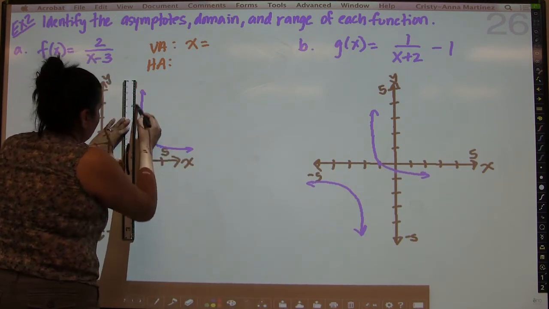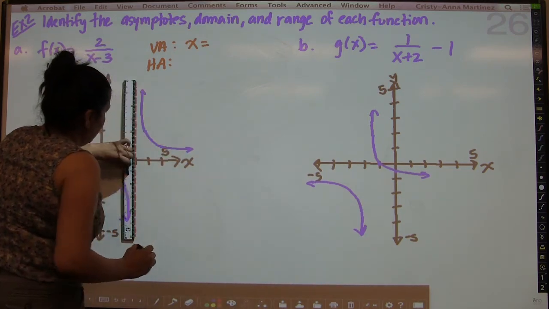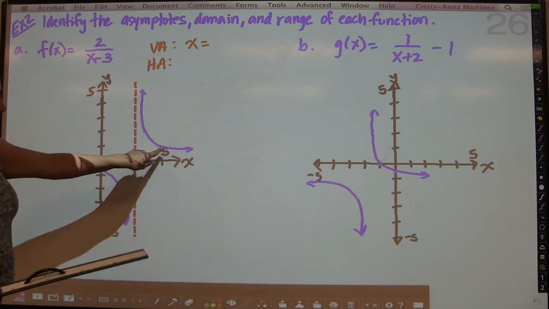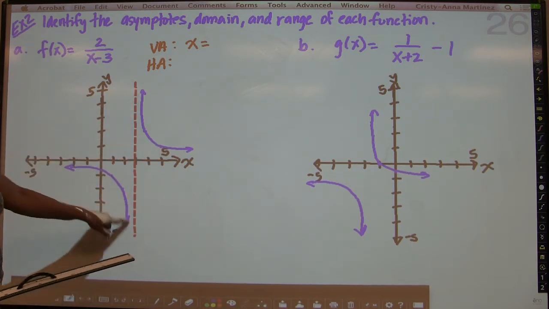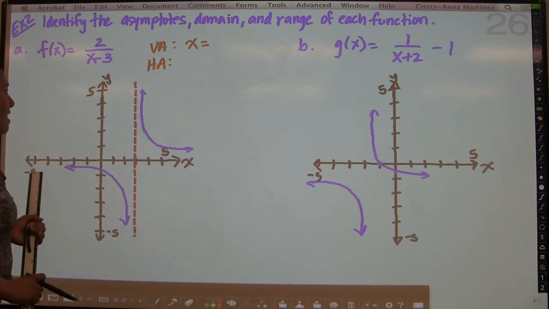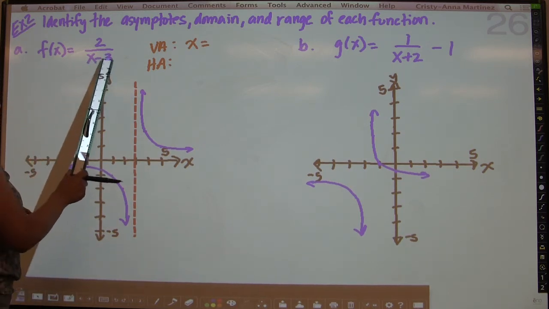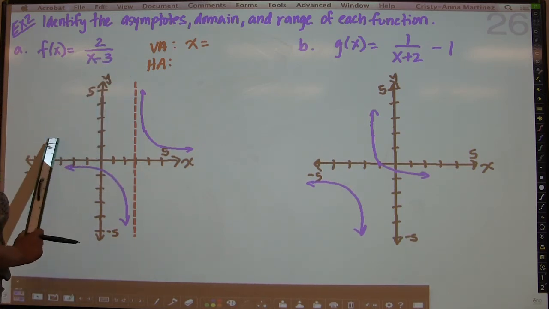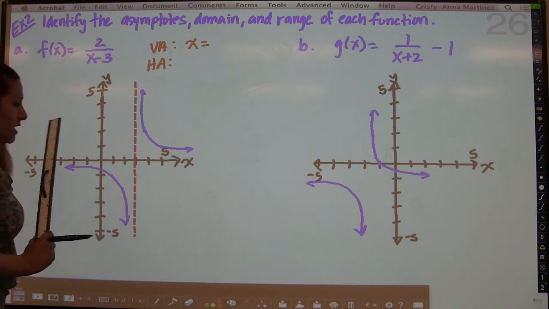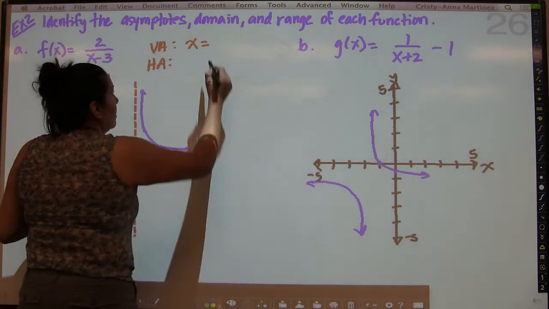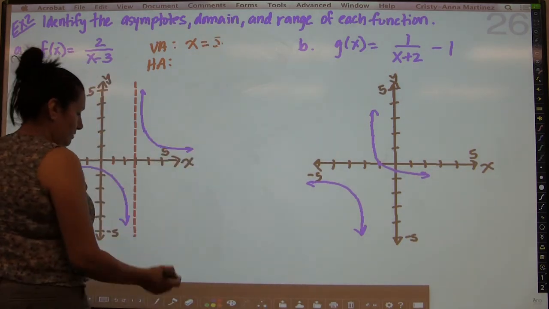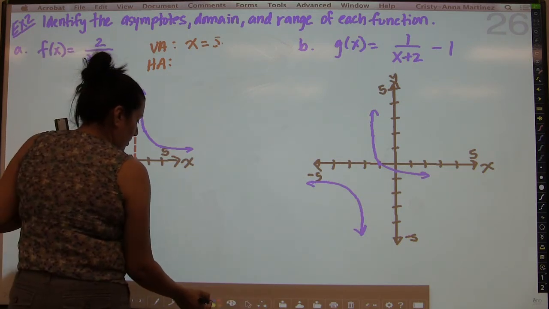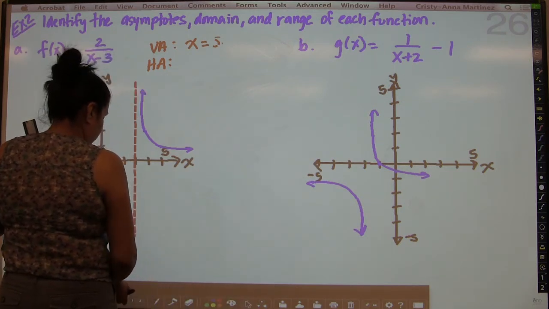Let's make sure I got that right. You can see that the graph is approaching but never crossing this x equals 3. And you can also see that if we were to solve the bottom of this equation, x minus 3 equals 0, we would get x equals 3 as well. So our vertical asymptote is the equation x equals 3.